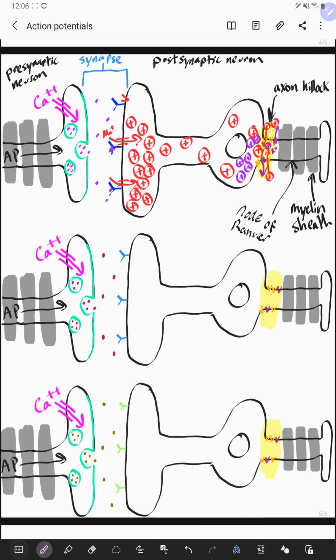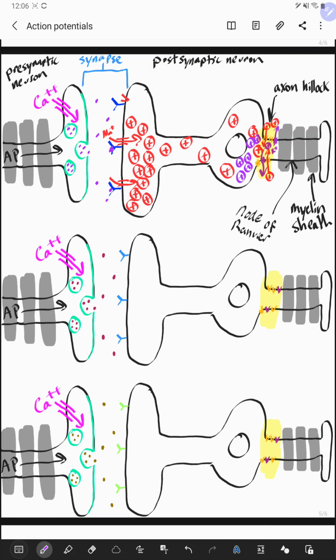In this video, we're going to be talking about how inhibitory neurotransmitters inhibit action potentials by allowing certain ions to enter or exit the postsynaptic neuron. And there's two different scenarios.